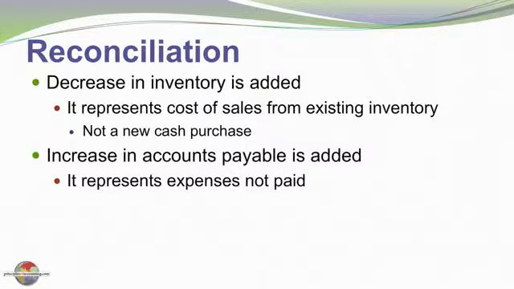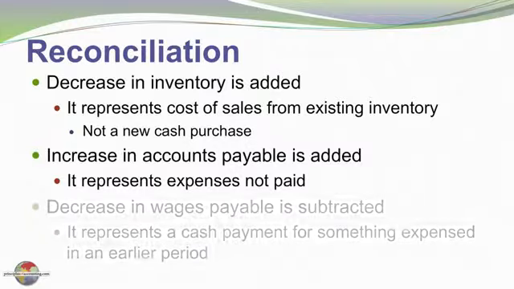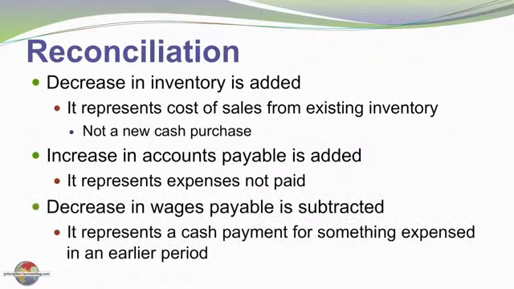Increases in accounts payable are added. These are essentially expenses that we're not paying yet. Decreases in wages payable are subtracted. These are essentially cash outflows to pay wages that were expensed or accrued in a previous accounting period.